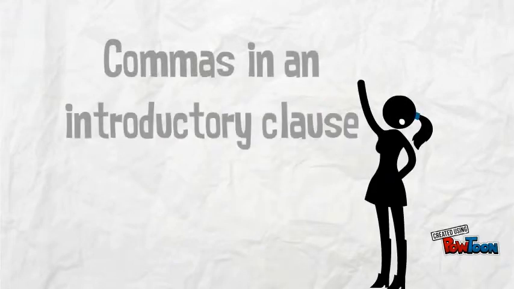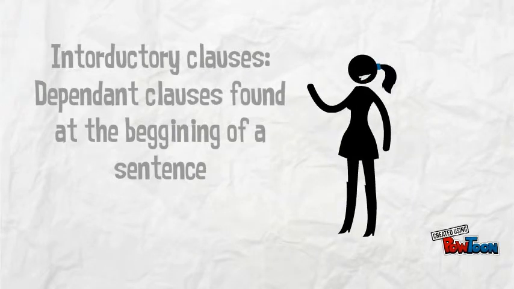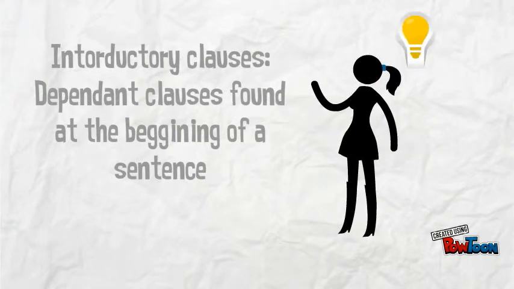Commas in an introductory clause. Introductory clauses are dependent clauses which are found at the beginning of a sentence or provide background for the independent clause.